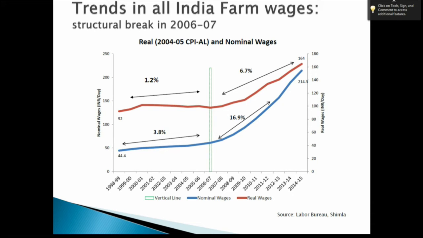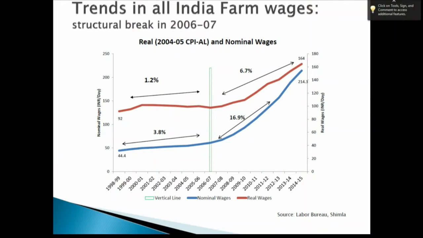So there are two curves. One is nominal and one is real. We deduced real by using CPIAL, the Consumer Price Index for Agricultural Laborers, and the data is on 2004-05. And it clearly shows that there was a structural break in 2006-07. 2006-07 was the time when we really saw a sudden jump in the year-on-year increase in Indian farm wages.